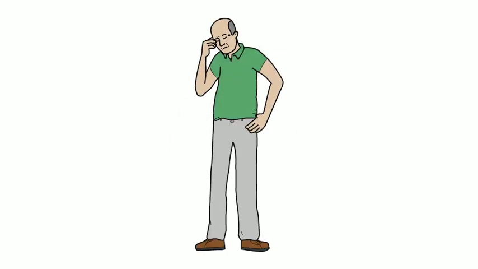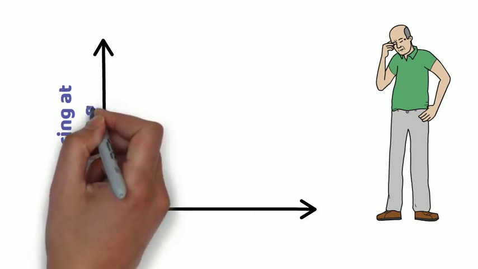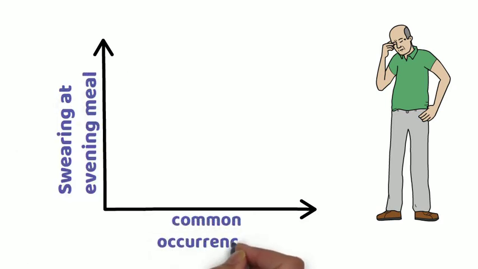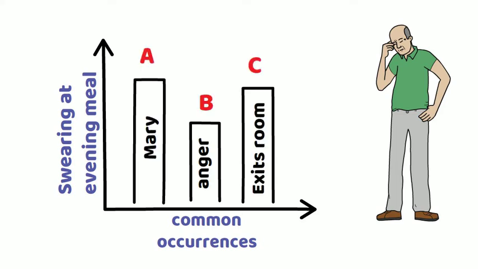For example, let's look at the case of John again, now that we have collected more meaningful information about him and his situation. The use of ABC charts show that the shouting is rather unpredictable, although when it does happen, it mainly occurs during the evening meal.